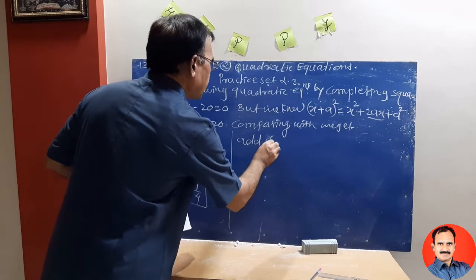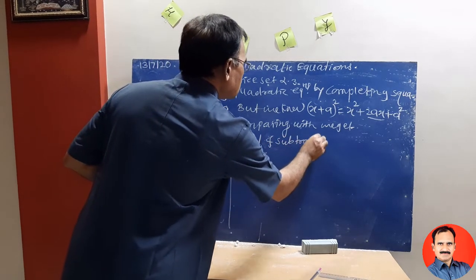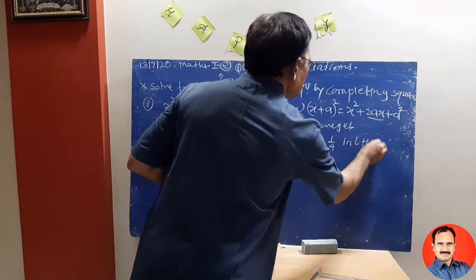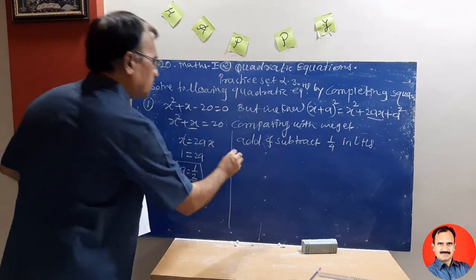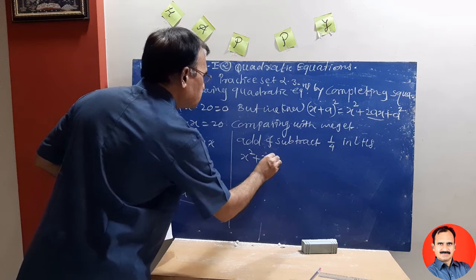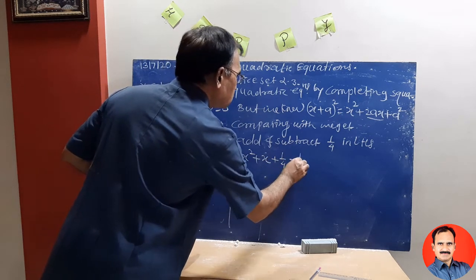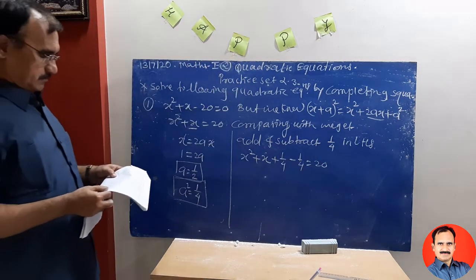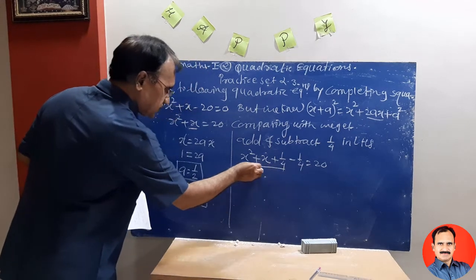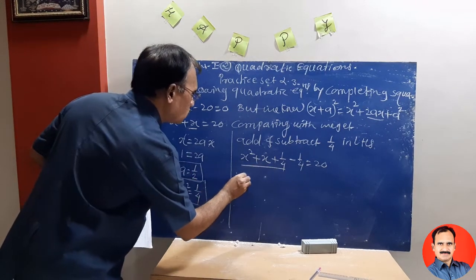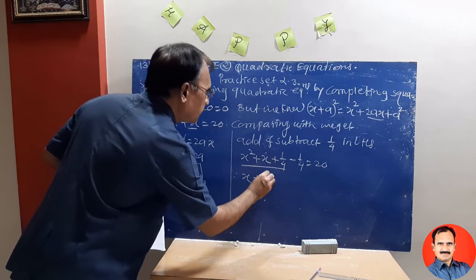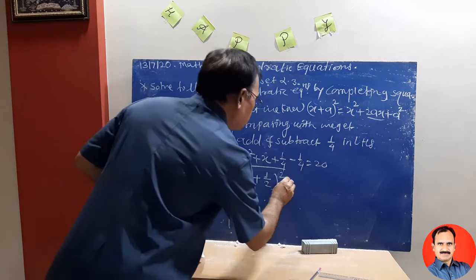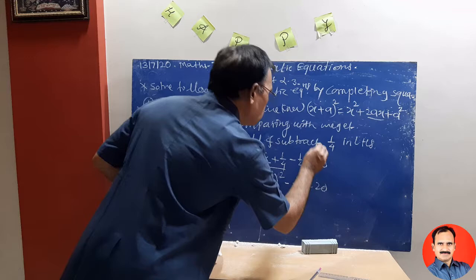Add and subtract 1 by 4 in LHS: x square plus x plus 1 by 4 minus 1 by 4 is equal to 20. Here this is the perfect square. Whose perfect square? Root of first term, sign of second term, and root of third term: (x plus half) bracket square minus 1 by 4 is equal to 20.